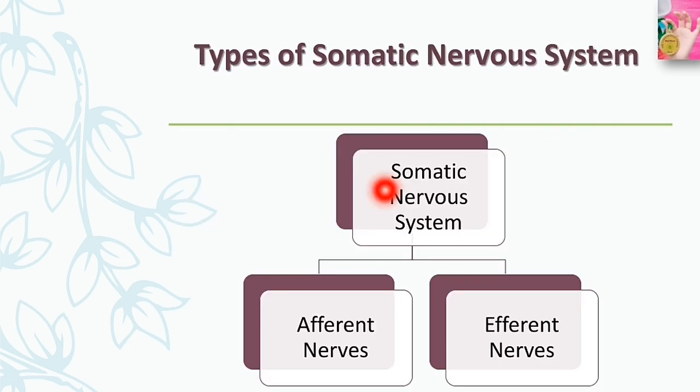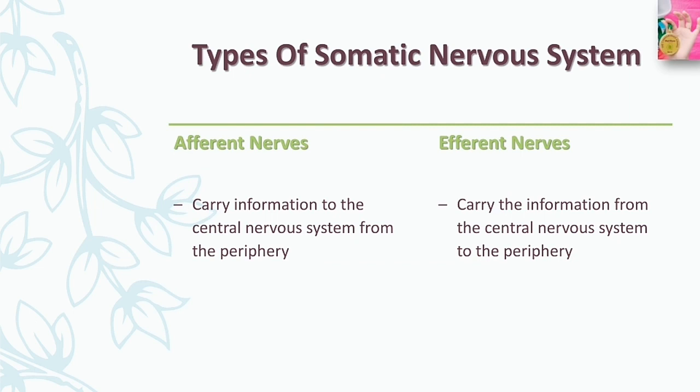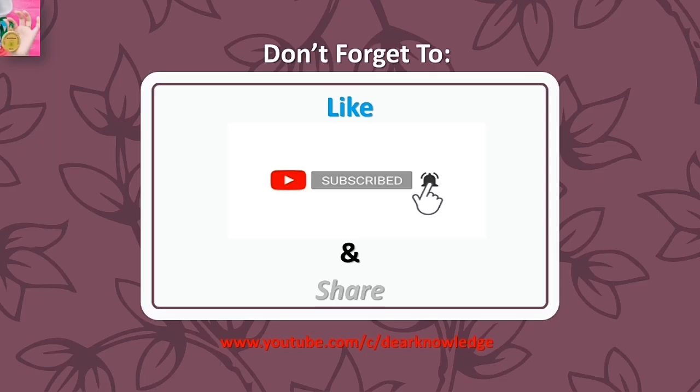The somatic nervous system is subdivided into afferent nerves and efferent nerves. This communication process requires two types of nerves. The afferent nerves are those that carry information to the central nervous system from the periphery, and the efferent nerves are those that carry information from the central nervous system to the periphery. In short, the somatic nervous system lets you feel the world and move around it.